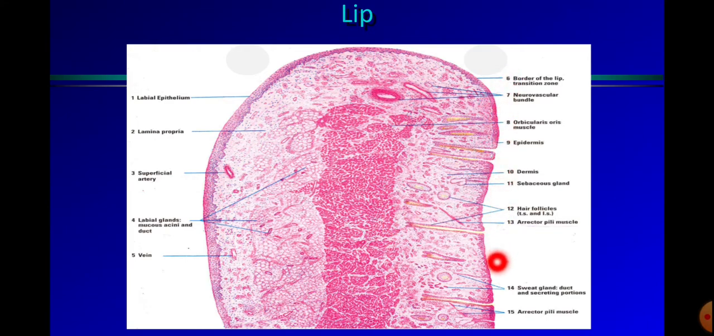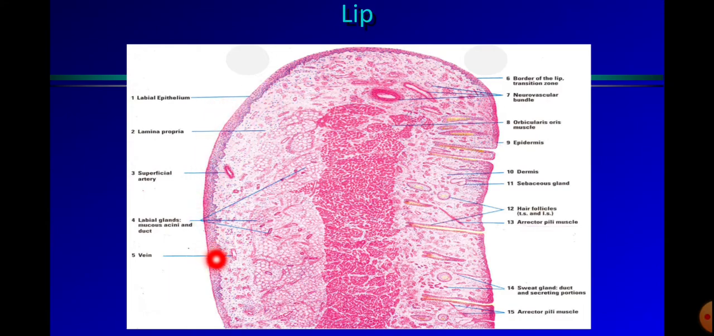This is the outer covering, which is lined by the skin along with the hair follicles and a number of glands. The sebaceous and the sweat glands are there. This is the central core of the lip. It is formed by the skeletal muscle, which is transversely cut. The muscle name is the orbicularis oris. At the end of this, there is the red zone, which contains a number of blood vessels.